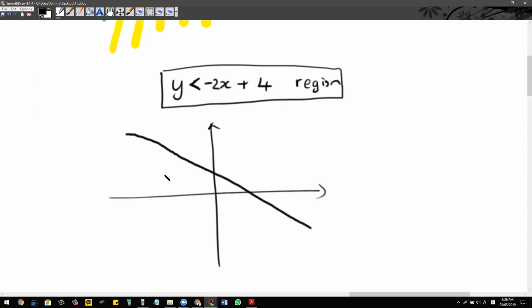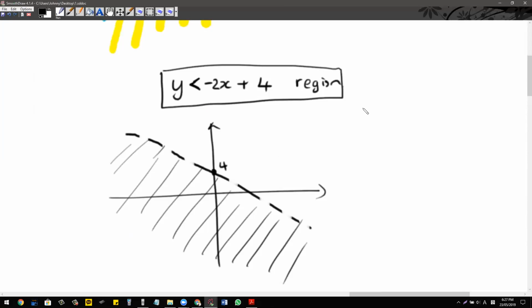Very good. And then it's everything below the line. Yes. Well, we have to indicate, of course, that this has to be a dotted line. I can actually make it like this. So it's a dotted line, and it is the region that's below.